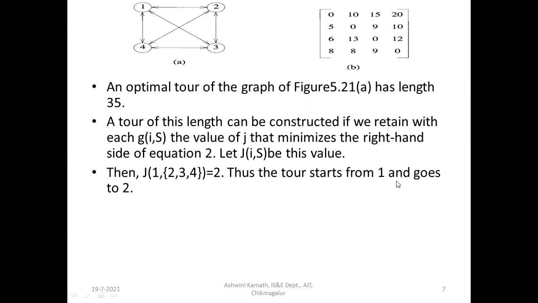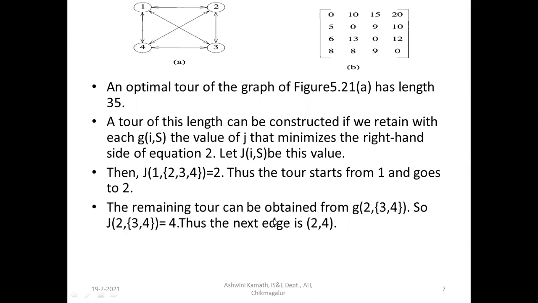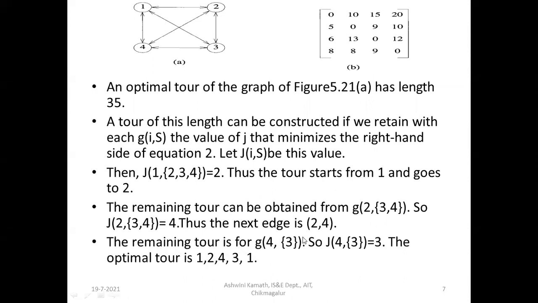Thus, the tour starts from 1 and it will go to 2. Now, from 2, we have to check. The remaining tour can be obtained from J of 2, 3, 4. J of 2, 3, 4 is equal to 4. From 4, we have got the minimum value. Thus, the next edge is 2 to 4: 1 to 2, then 2 to 4. The remaining tour is for G of 4, 3. J of 4, 3 is equal to 3. The optimal tour is 1 to 2, 2 to 4, 4 to 3.